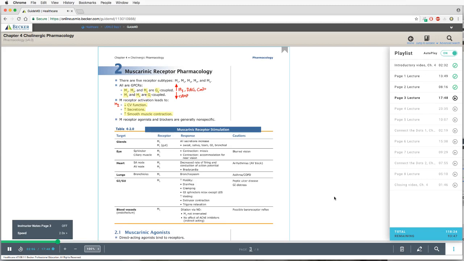Everywhere else, we'll be excited primarily about M1 and M3. M4 and M5 are primarily in the CNS, and we're not going to talk much more about them beyond just knowing the G-protein coupling. So whereas the decreased cardiovascular function is selectively mediated by M2 stimulation, the secretion and smooth muscle contraction effect is primarily mediated by M1 or M3 Gq-coupled type of receptors.